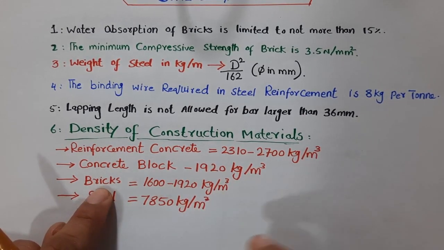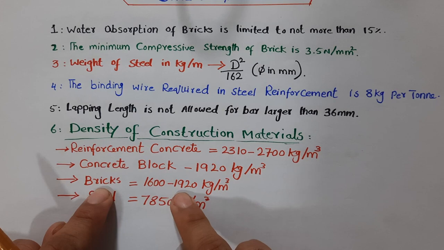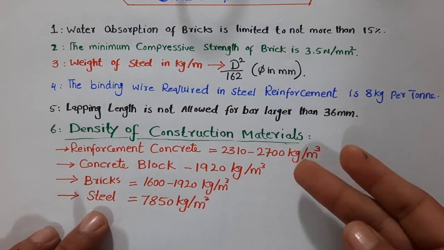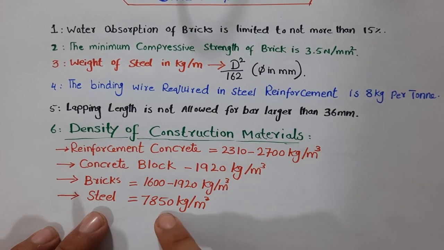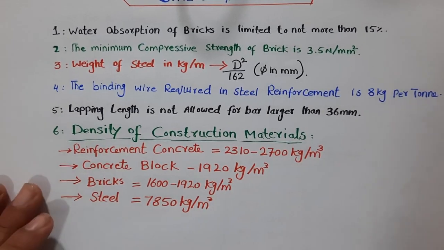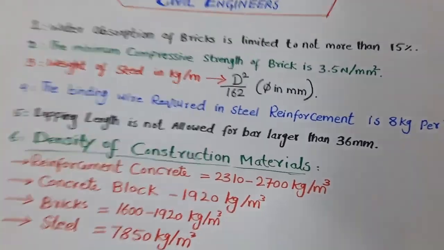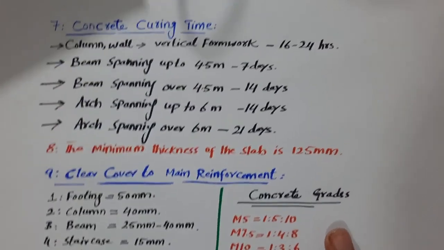So the brick density is from 1600 to 1920 kg per meter cube. The other one is steel. So the steel density is 7850 kg per meter cube. Okay. So these are the densities of construction materials. The main construction materials are these which I have discussed in front of you.